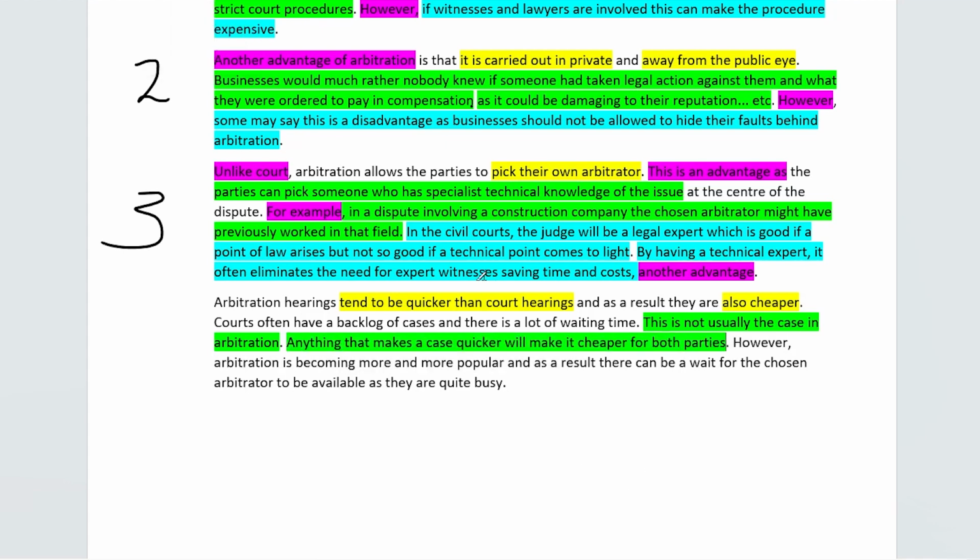And then he talks about a disadvantage. However, arbitration is becoming more and more popular, and as a result, there can be a wait for the chosen arbiter to be available, as they are quite busy. And that is further development to his point, an extended point, if you will. And that makes his question worth 3 marks. So now if we take a look at some of the key words he's used, straight to the point, and then obviously his however, which is used to bring in a disadvantage, which gets him into the level 4 band.